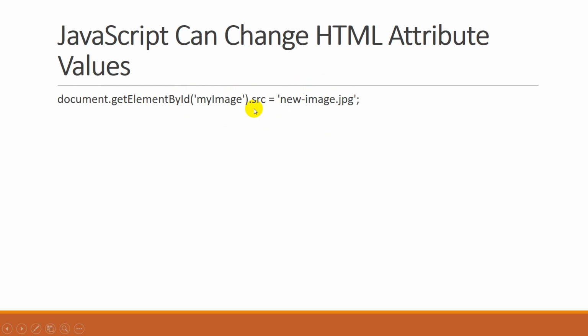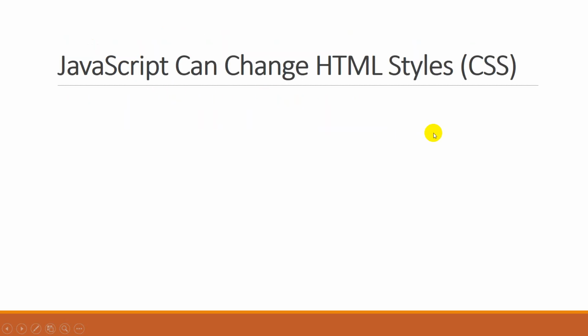One of the most common attributes of an image element is src, which refers to the image you want to show in that image element. So here we are changing the value of the src attribute of this image element using this new value. So this shows this new image in our image element. So HTML attributes can be changed using JavaScript.